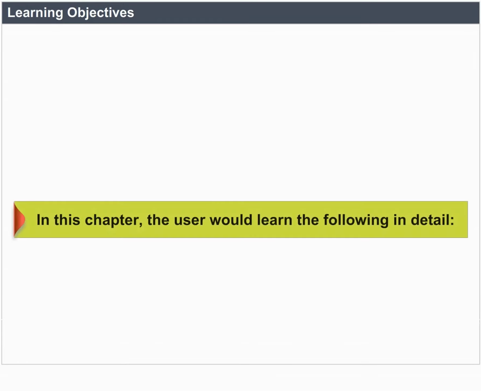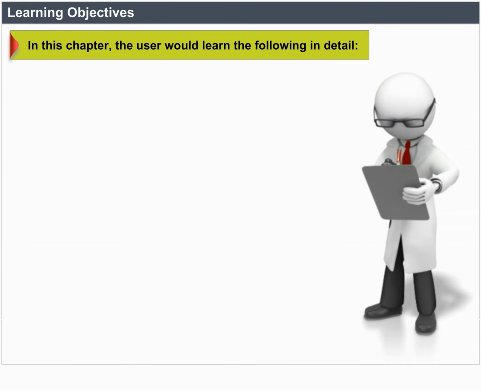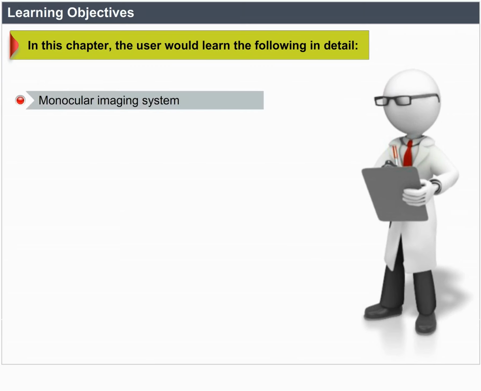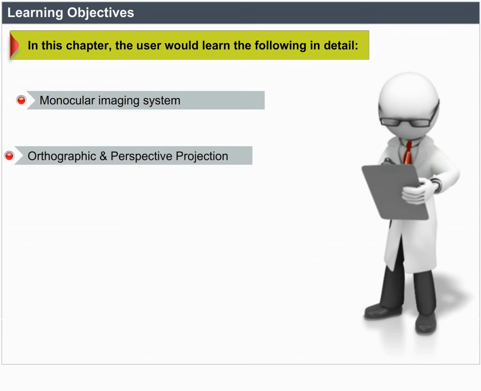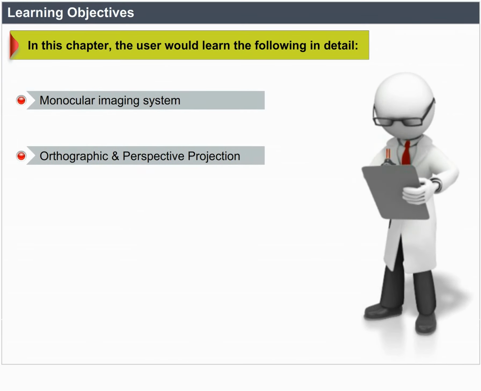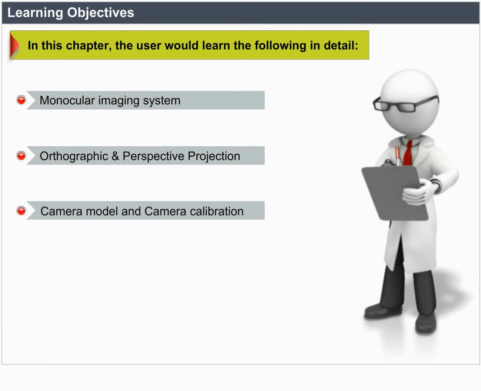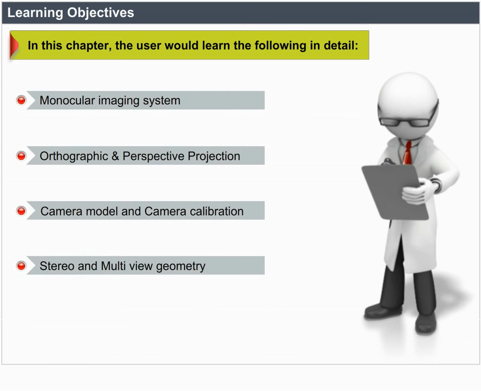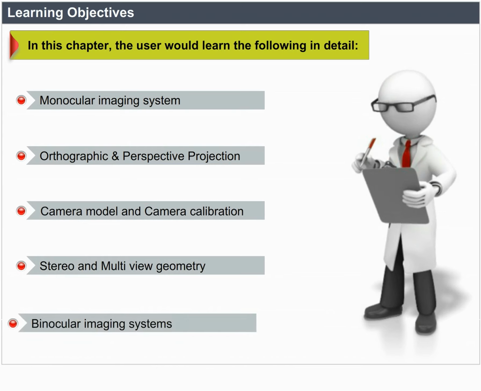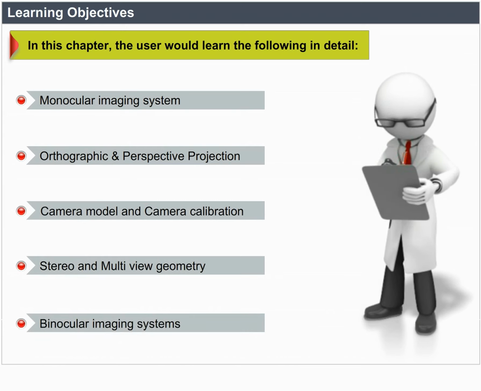Learning objectives. In this chapter, the user would learn the following in detail: monocular imaging system, orthographic and perspective projection, camera model and camera calibration, stereo and multi-view geometry, binocular imaging systems.